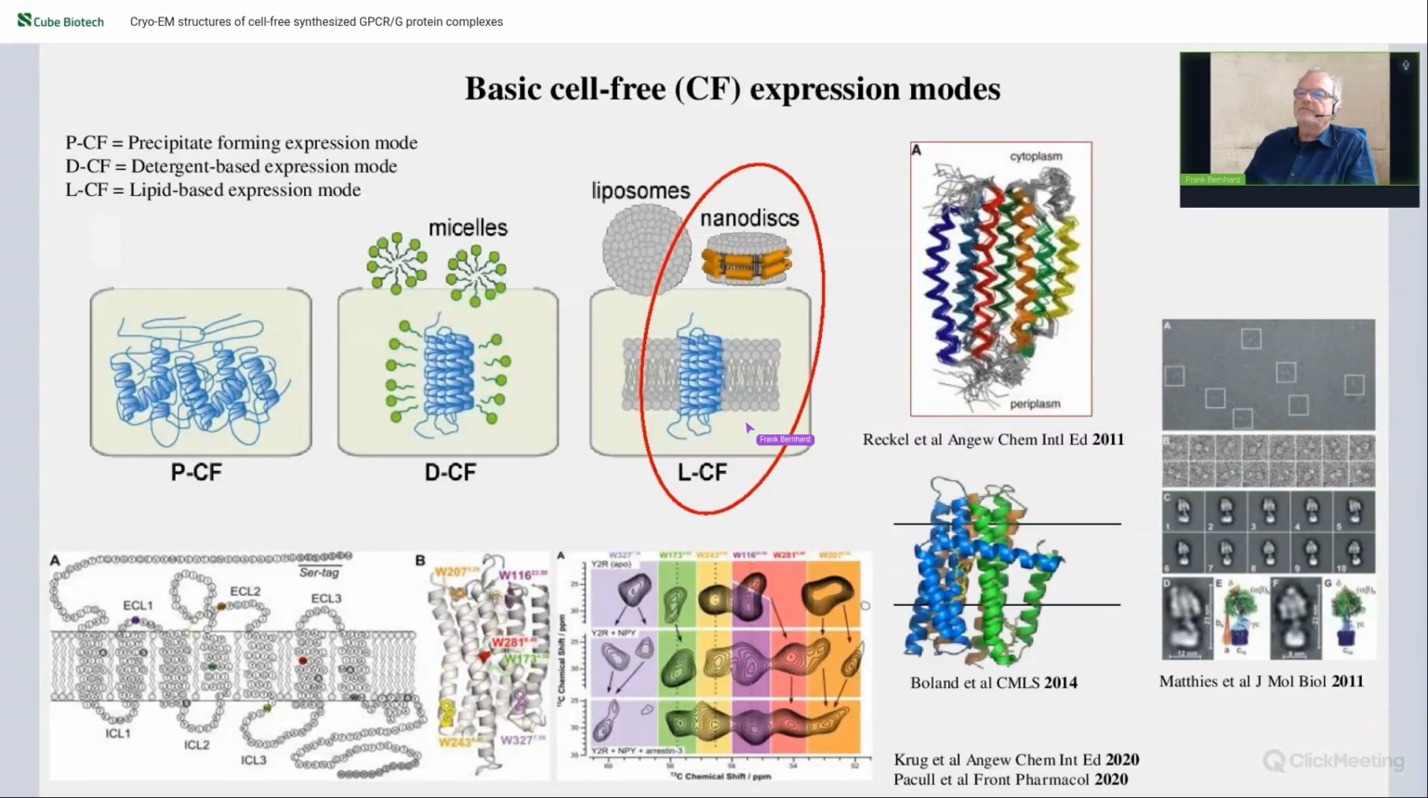So we switched to the LCF mode, where we add preformed membranes in form of liposomes or nanoparticles, here nanodiscs. And here it turned out that the insertion of the GPCRs into liposomes is also not very efficient. However, it's much more efficient if you use nanoparticles, such as nanodiscs, even if you have the same membrane composition. And we speculate here that the interface between the scaffold proteins and the membrane, which is quite heterogeneous, forms the entry sites for the translated GPCRs.